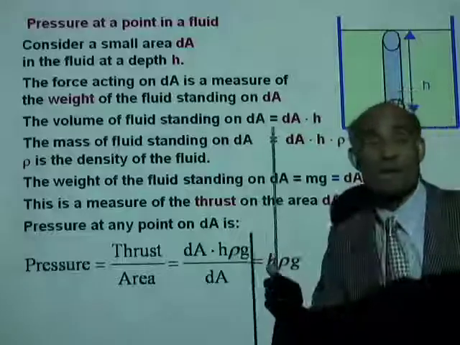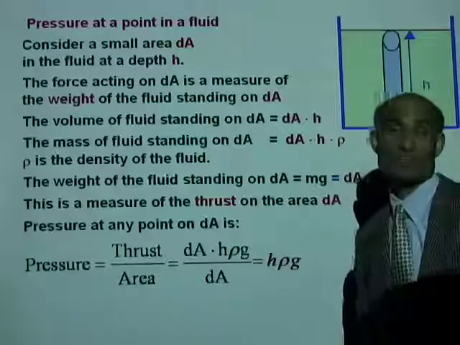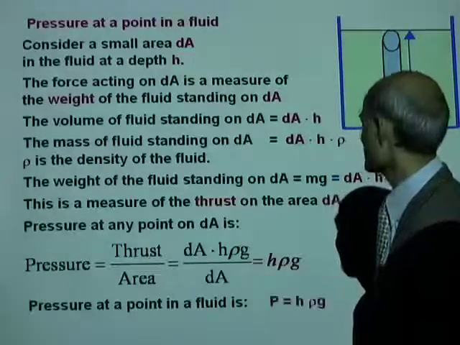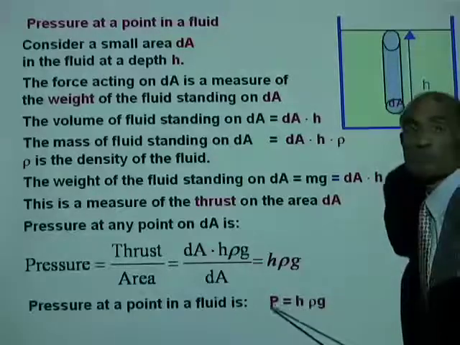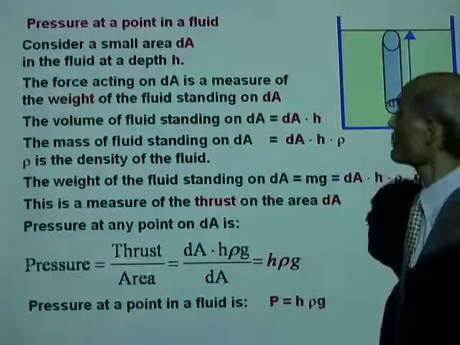The depth of that point from the surface. Rho is the density of the fluid. So pressure at a point, P equals h rho g. Don't forget that.